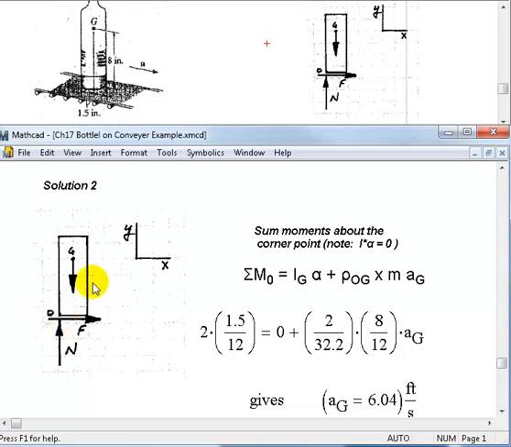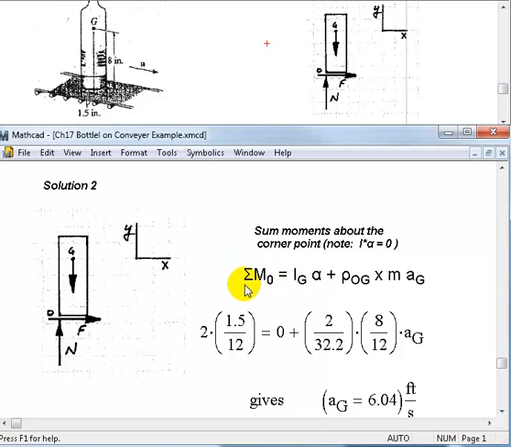And so we'll use the form of the equation that says when we sum moments about any arbitrary point, that's going to be equal to the moment of inertia about the center of gravity times the angular acceleration of the body, plus a radius vector between the point of interest and the center of gravity, crossed with the mass times the acceleration of center of gravity. And this rho cross ma is in fact the moment of the acceleration about our point O.